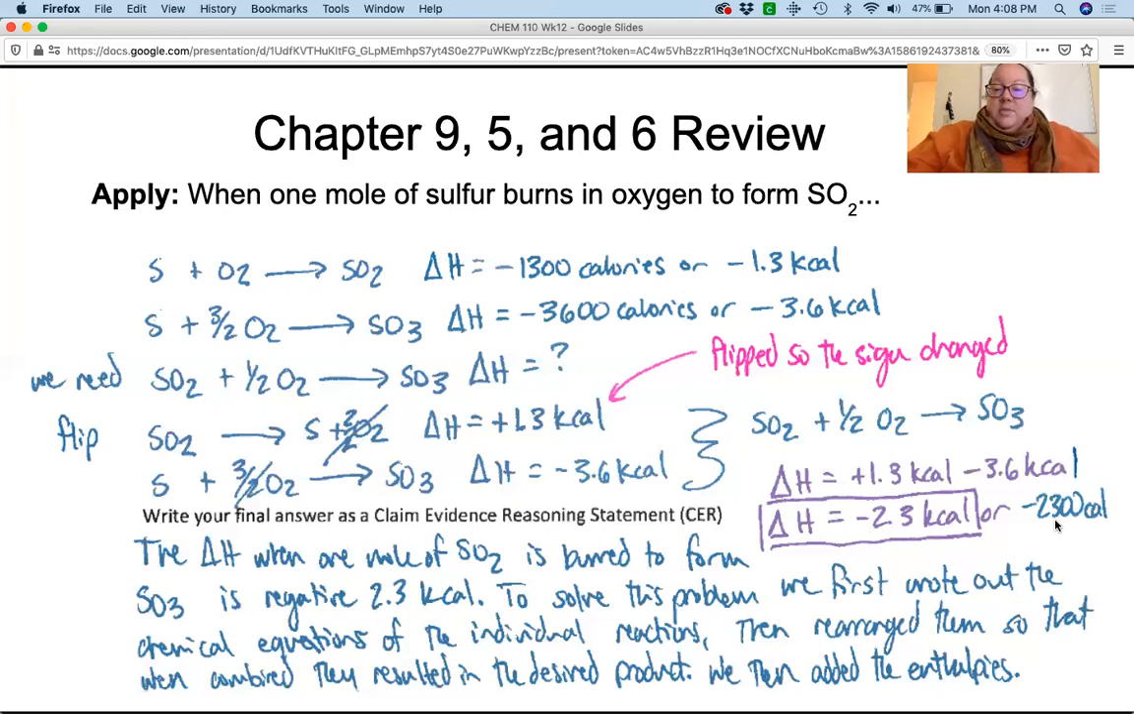To solve this problem, we first wrote out the chemical equations of the individual reactions. Then we rearranged them so that when combined, they resulted in the desired product. We then added in the enthalpies.